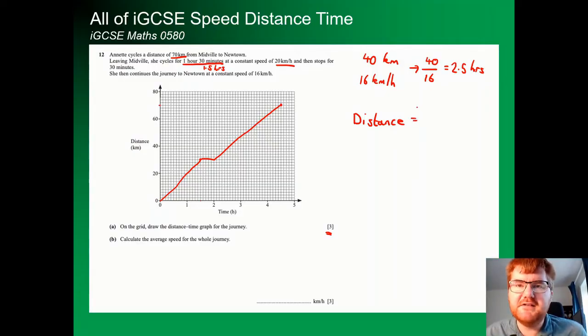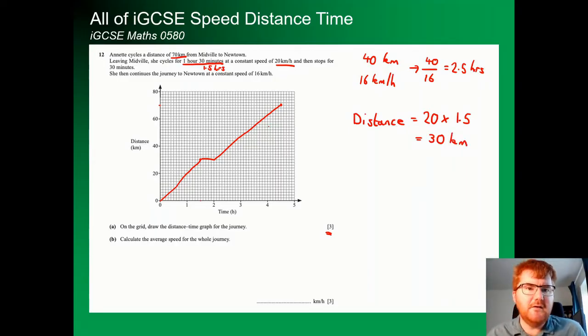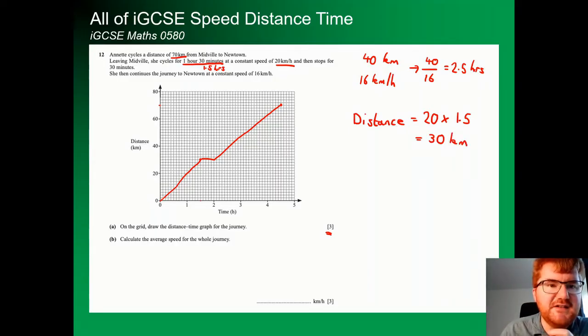remember what we need to do here. Distance is equal to speed times time, so 20 times 1.5, and that will then give us 30 kilometers. So when I'm plotting this on my graph, I start at 0, 0, where she actually begins in Midville. You know she's going to arrive 30 kilometers away.